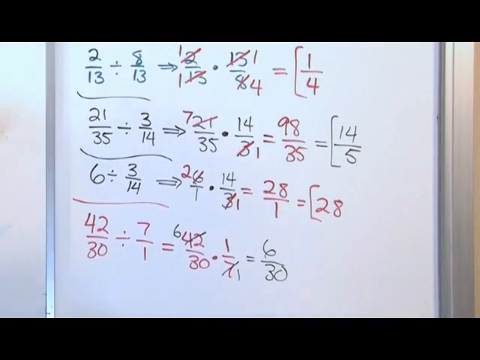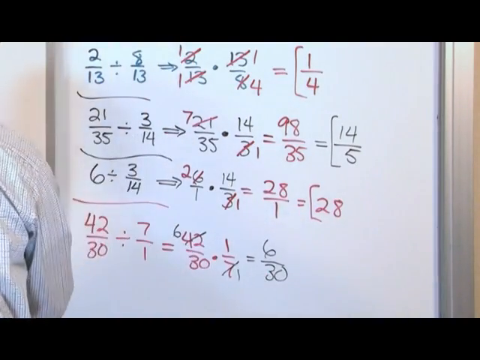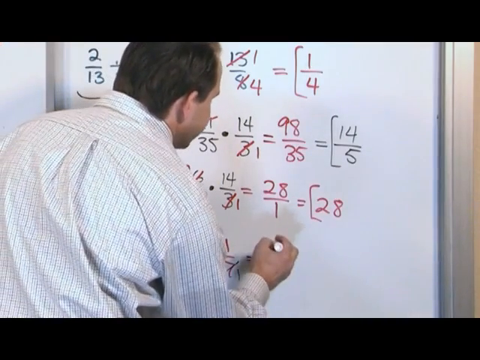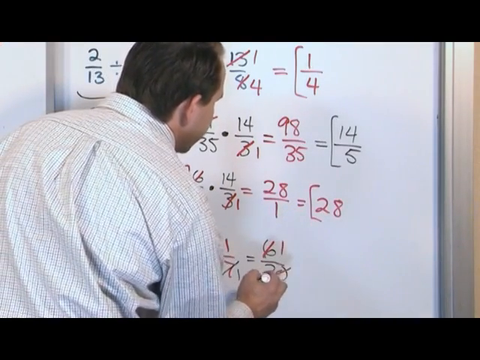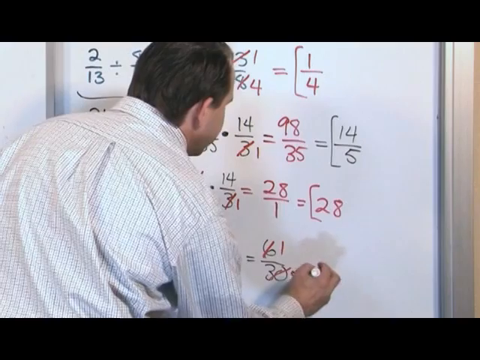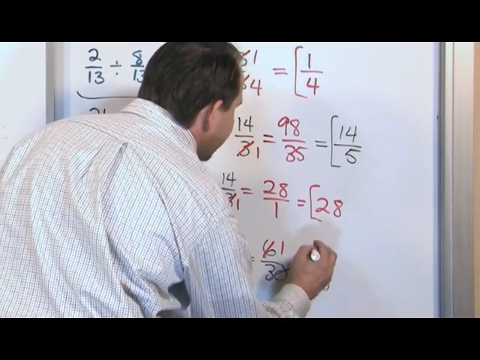Now look at that. We actually still have some other simplification that we can do. 6 and 30. I know I can divide the top and bottom by 6. 6 divided by 6 is 1. 30 divided by 6 is 5. So it's 1/5. And that's the answer, 1/5.